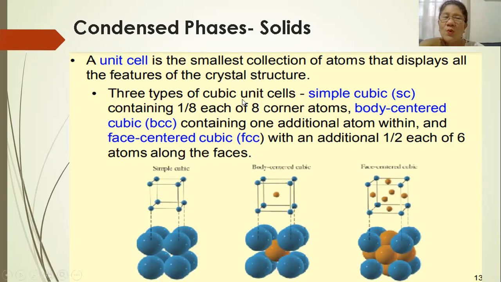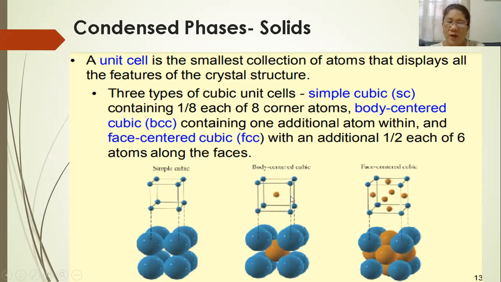The first one is the SC. This is now the simple cubic here. This is the simple cubic. That's the first crystal structure. In the simple cubic, how many corners? There are 8 corners. Take a look. That is 1, 2, 3, 4, 5, 6, 7, 8. There are 8 corners in the simple cubic. 8 atoms in each corner.